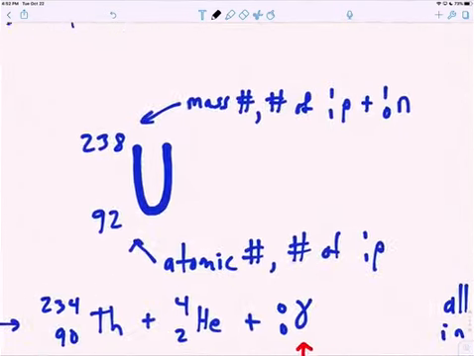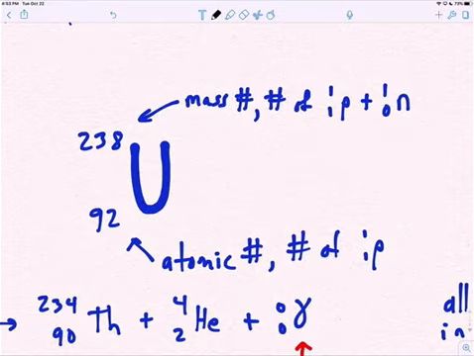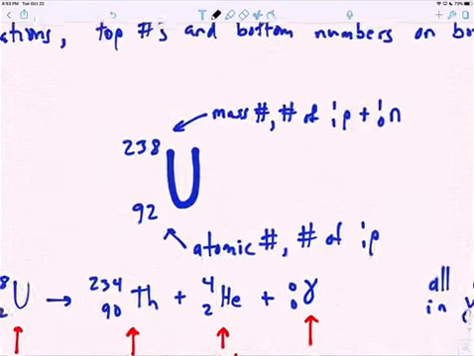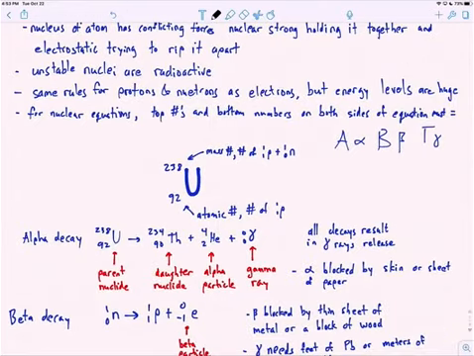The top number is the mass number. It's the number of protons plus the number of neutrons. The bottom number is the atomic number, sometimes referred to as Z. It's the number of protons. And balancing nuclear equations is really easy. The top numbers and the bottom numbers have to be the same. I'll show you some of these, and then we'll do a couple examples.